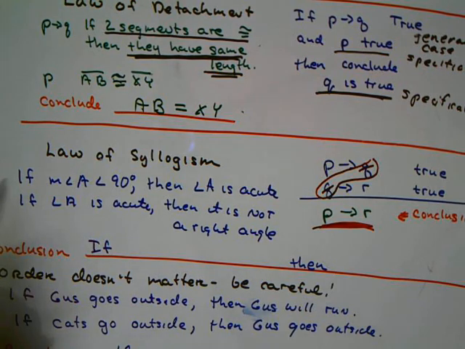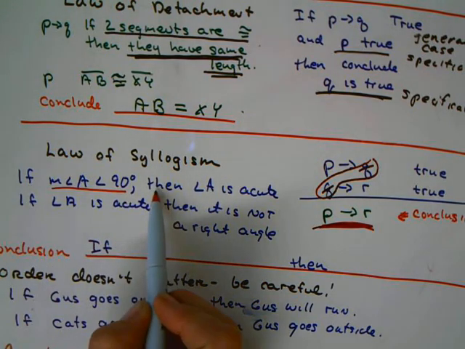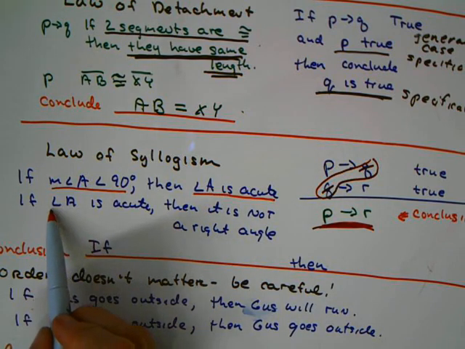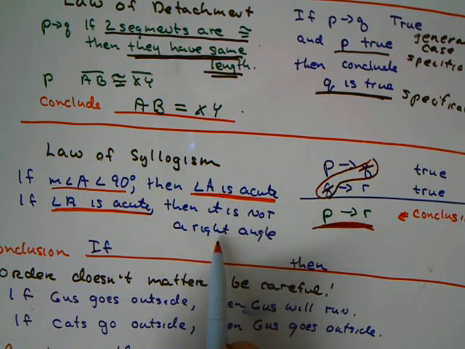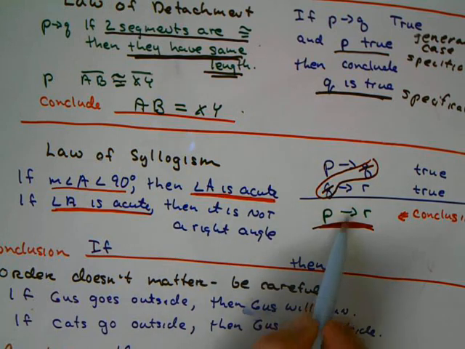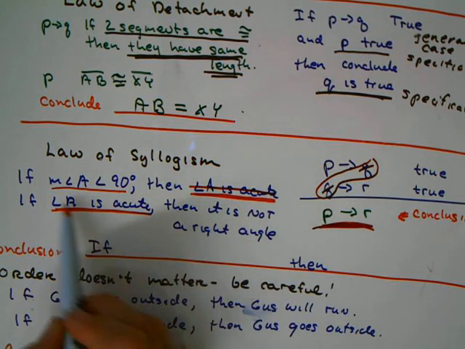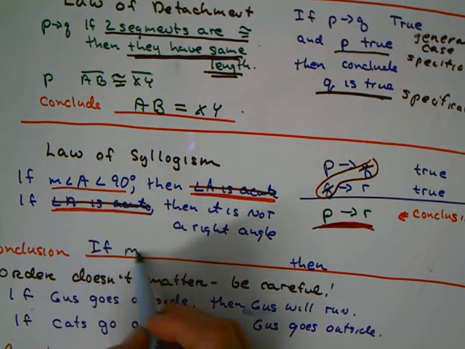Here's an example of our law of syllogism. If the measure of angle A is less than 90 degrees, then A is acute. So we have P, we have angle of 90 degrees, and we have a conclusion. Now here, if angle A is acute, notice same, then it is not a right angle. Well, to get our conclusion, we just cross out the ones that are the same. So this comes after then, this comes after if. We're going to cross them both out, and what's left is our true statement.